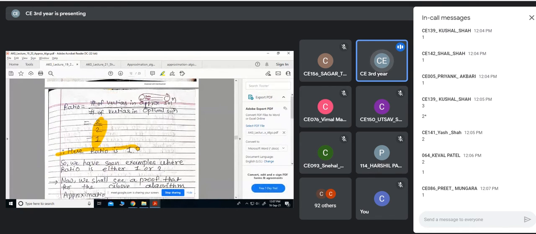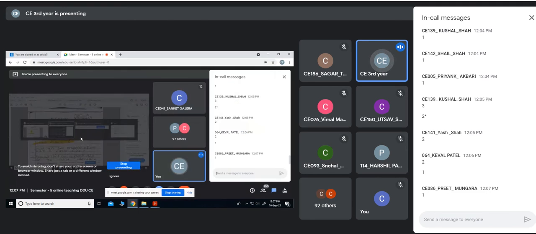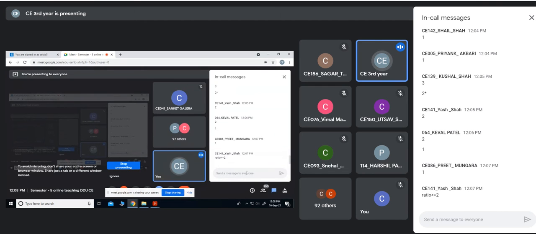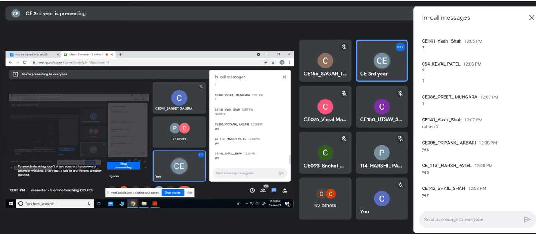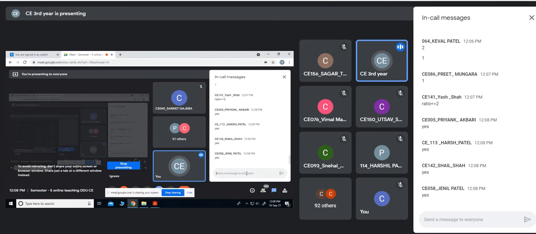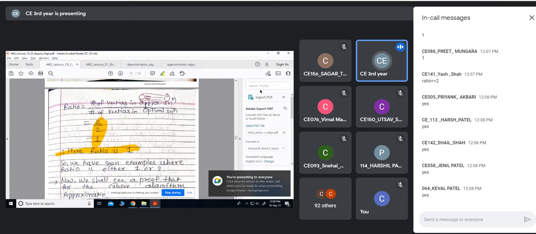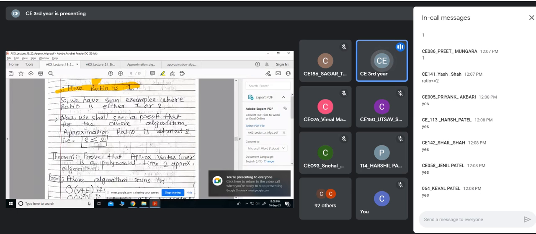But this is for this example, this kind of graph. In general, what would you say? From just an observation of the data, yes, it could be 2 or less than 2. Can I say that or not? Yes. Others agree? Keval, Yash, others? Yes. So the approximation ratio could be a maximum of 2, or it could be less.